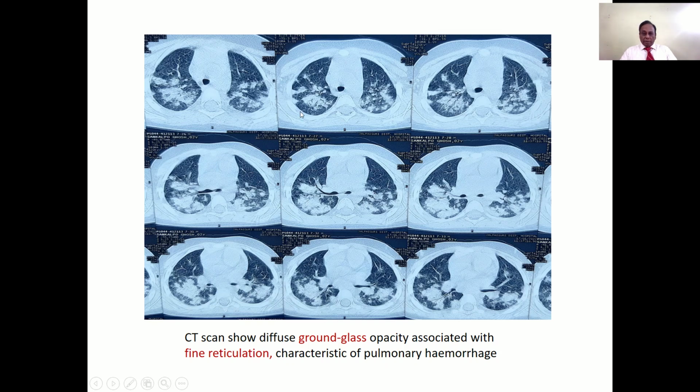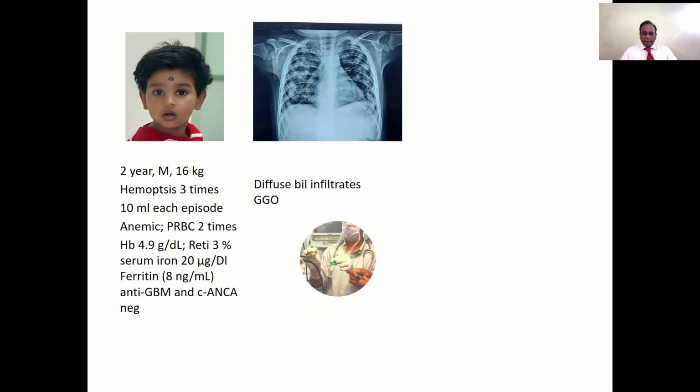So a CT was taken, and CT shows bilateral densities. You can see consolidation on both sides, and you can also see some ground glass appearance. Consolidation, ground glass, and basal dominance are all highly suggestive of some hemorrhage, and that made us go for bronchoalveolar lavage.